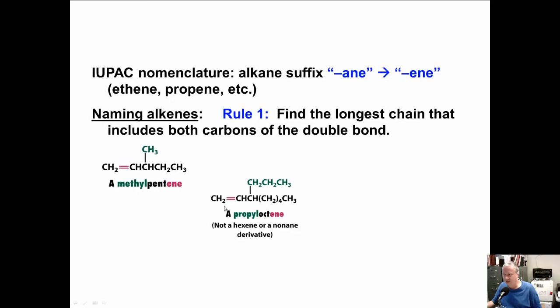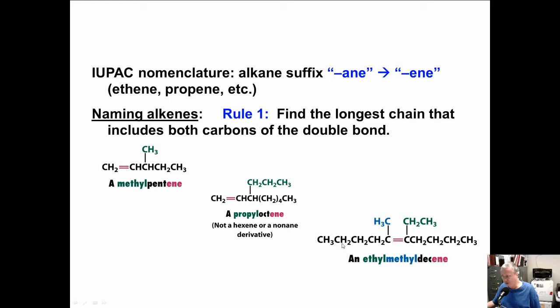In this case, we also find the longest chain that contains the alkene. So it's going to be 1, 2, 3, 4, 5, 6, 7, 8, which is a propyl octene. Right? Because we want the longest chain that contains both carbons of the alkene. So it's not a hexene derivative or a nonane derivative, which would be alternate ways to count through these. It's going to be an octene, propyl octene. All right, and then here, the longest chain with the alkene is a decene, 10 carbons.